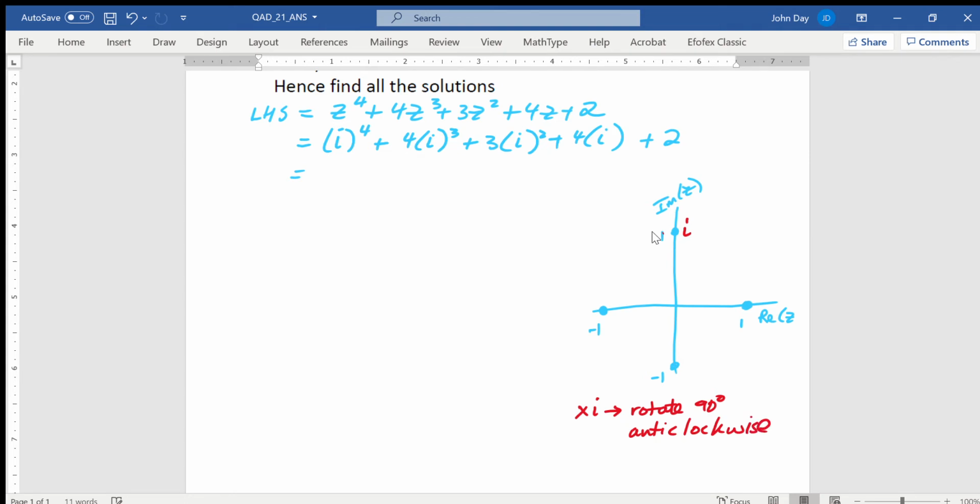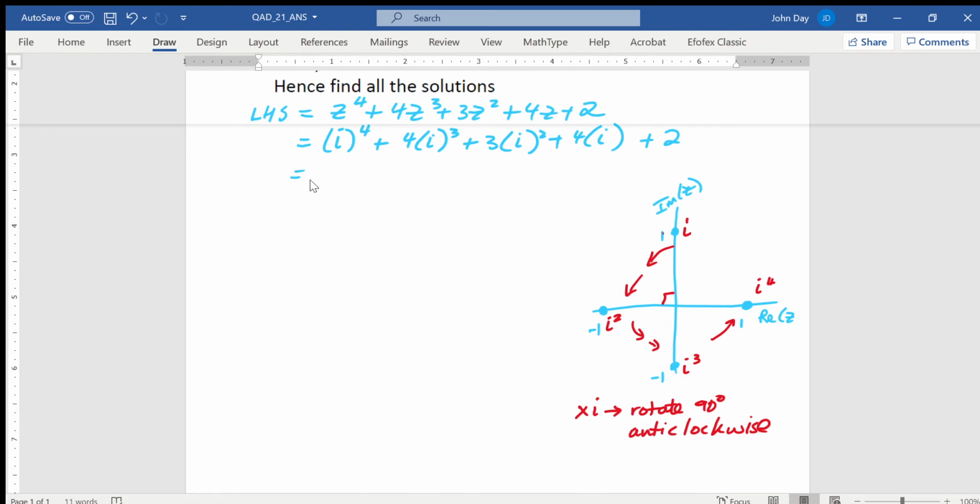So times that i by i, you rotate it by 90 degrees and you end up down here at i squared. If you times by i again, you rotate 90 degrees and you end up at i cubed. And then here you end up at i to the power of 4. So there's one quick, easy way to work out powers of i by just considering the Argand diagram.